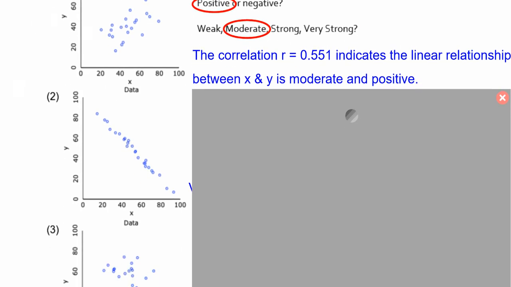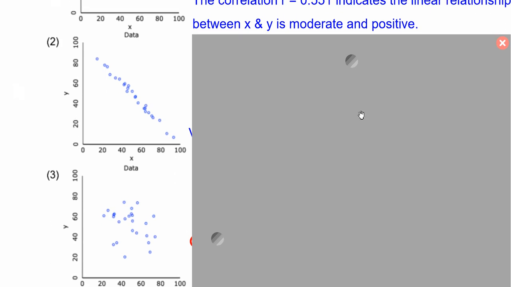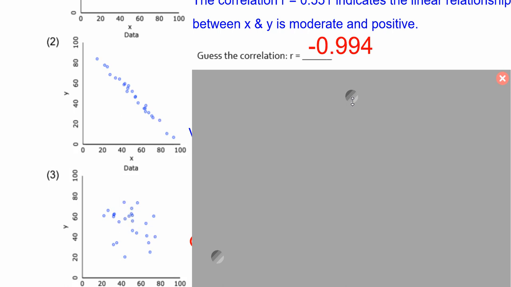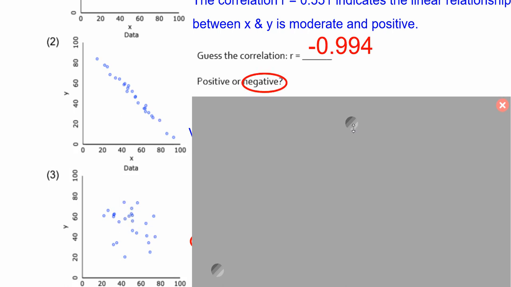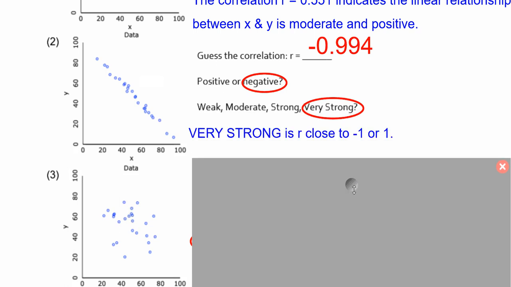Going to our data set for 2, based on what we see here, the exact R value is negative 0.994, which means that we'd have a negative relationship, and it would be very strong. So again, we have a very strong relationship because it's close to that -1 value. If it was a positive relationship, it would be very close to that 1 value.